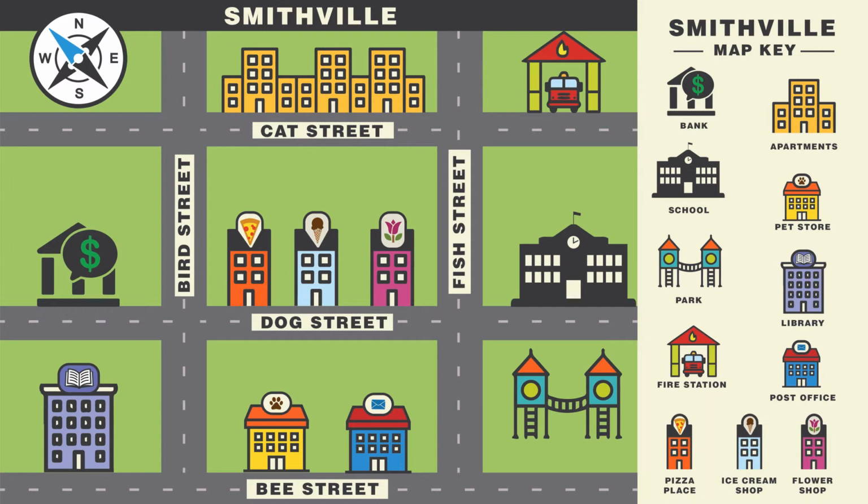Now, let's pretend Susan wants to buy a puppy. Could you tell her how to get from the bank to the pet store? Don't forget to use the map key to find the symbols on the map. Great job! You would tell her to go east on Dog Street, south on Bird Street, and east again on B Street, and the pet store would be on the north side of the street.